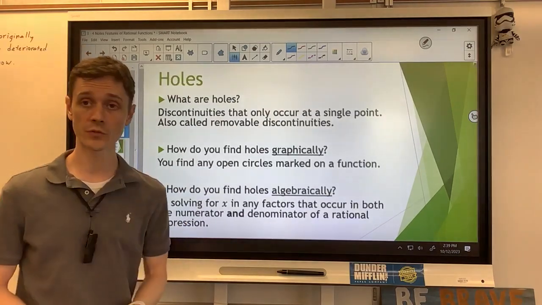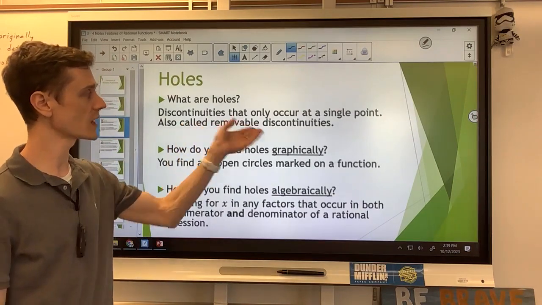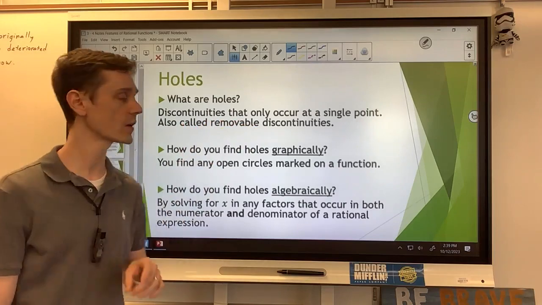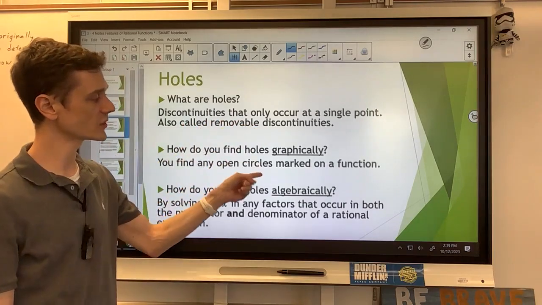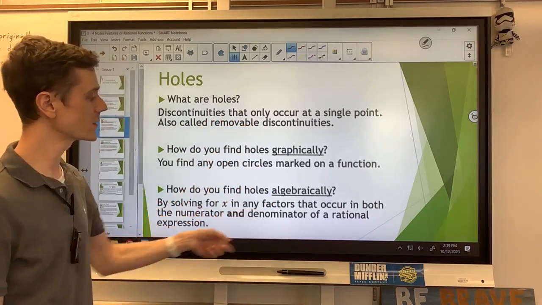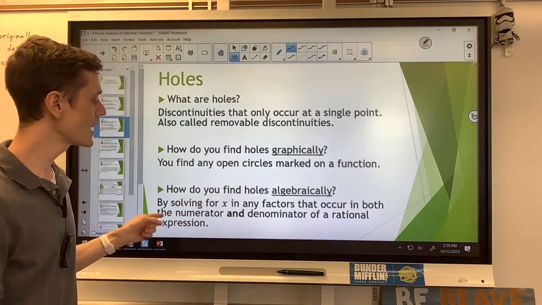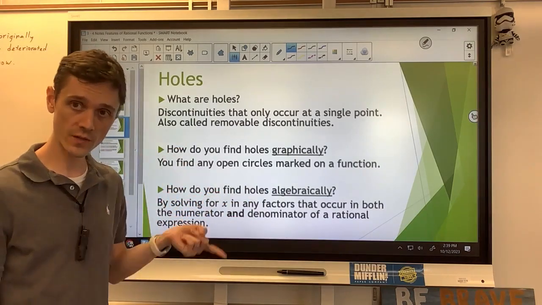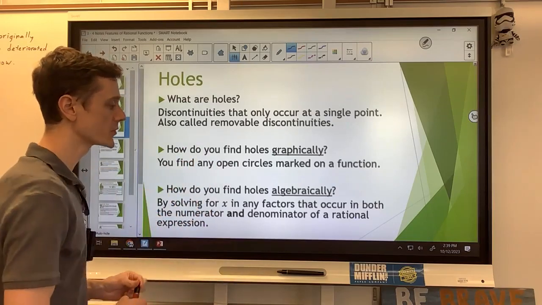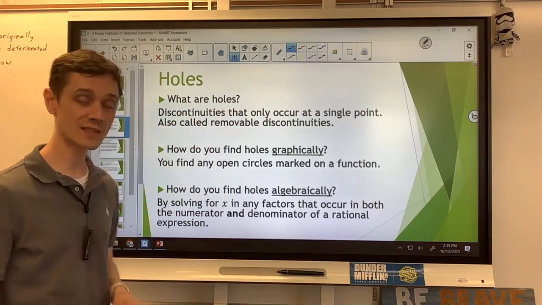The next feature I'm referring to are called holes. More formally, you will see that they are sometimes called removable discontinuities. These are discontinuities that only occur at a very specific point in a function. To find them graphically, they're usually indicated by an open circle marked on the shape of the function. For finding them algebraically, you need to do any of the factoring that you can on the numerator and denominator. The factors that match on the numerator and denominator can be canceled out from the expression, those can be removed from the expression. That's why we call it a removable discontinuity, and it creates that hole shape.